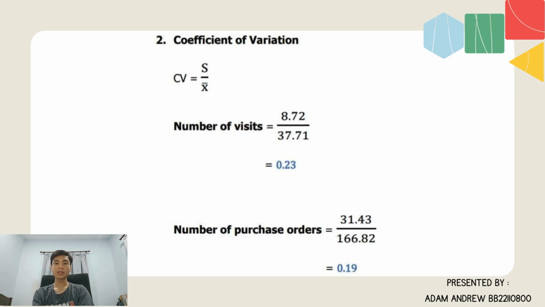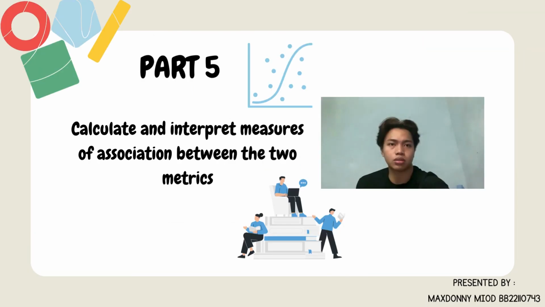To summarize, the number of purchase orders consistently shows higher levels of dispersion in terms of range, MAD, variance, and standard deviation. This suggests a wider distribution and greater variability in contrast to the number of visits, which has a lower level of dispersion, indicating less variability and a more consistent distribution of values.